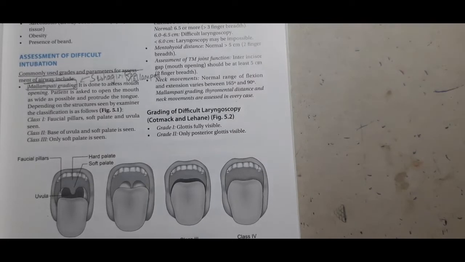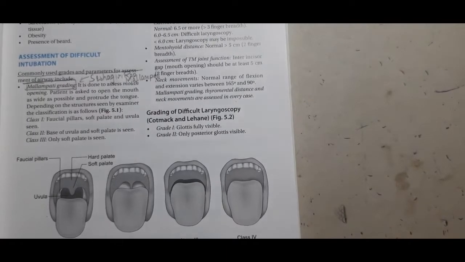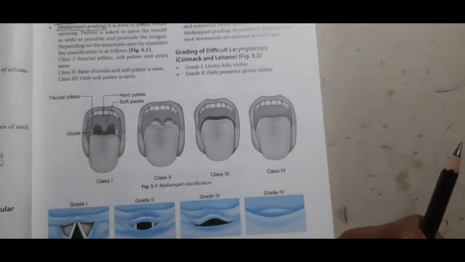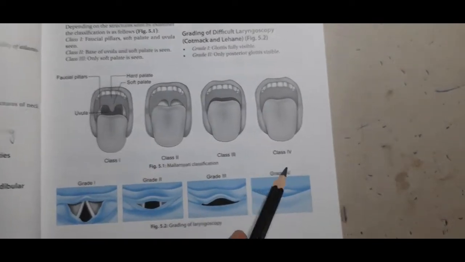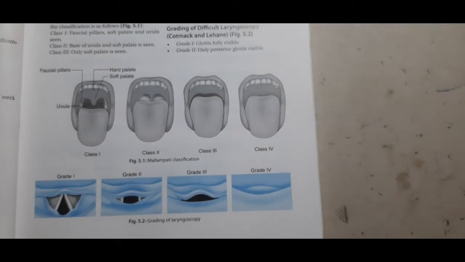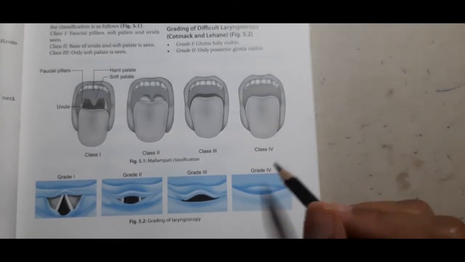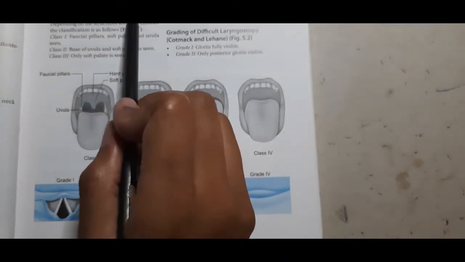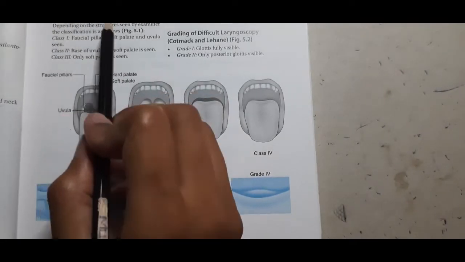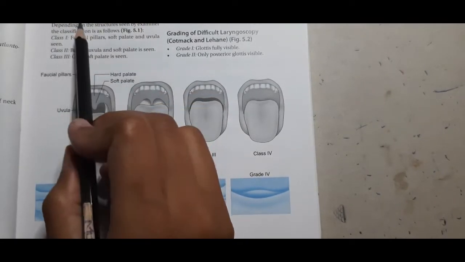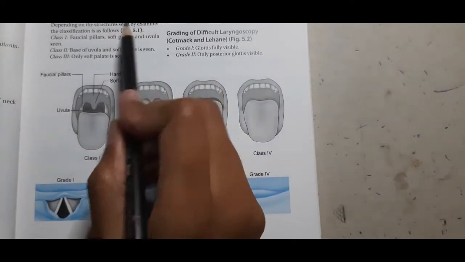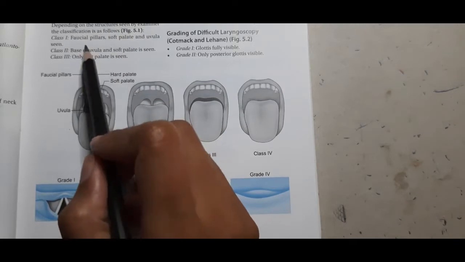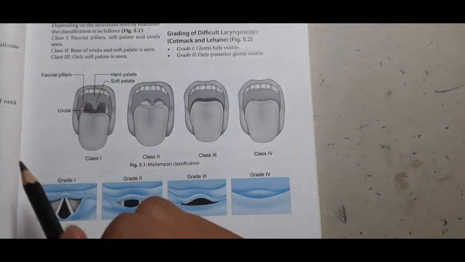It was later modified by Samson and Young with four different grades, that is grade 1, grade 2, grade 3, grade 4. We'll be studying about it. So you can observe the different classes, class 1, class 2, class 3, class 4 given here, which determine the Mallampati grading. This Mallampati grading is done to assess the mouth opening. So the patient is asked to open the mouth as wide as possible and to protrude the tongue. Depending on the structure that is being examined, the classification is done.